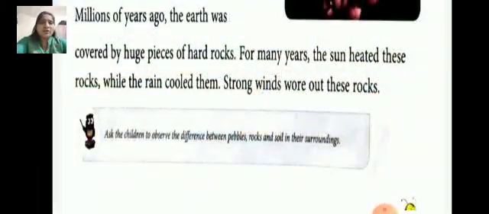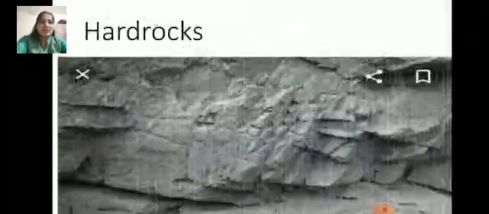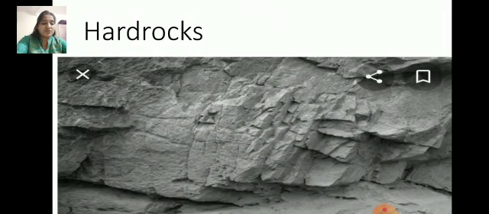Understood, children? So we can say soil is made up of minerals, clay, sand, pebbles, air, water, and remains of dead animals and plants. So millions of years ago, the earth was covered by huge pieces of hard rocks, children. See the picture, you will understand. See the hard rock, children. Yes, millions of years ago, what happened, children? The earth was covered by huge pieces of hard rock. So our earth was covered by these hard rocks.